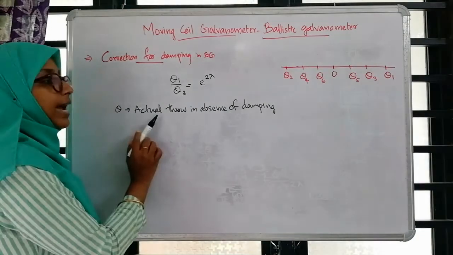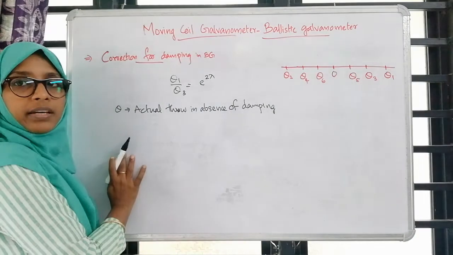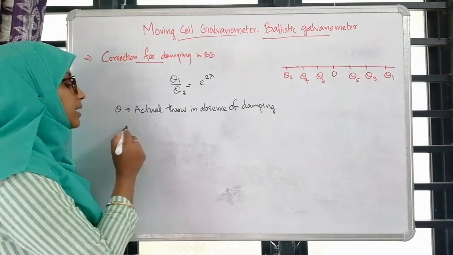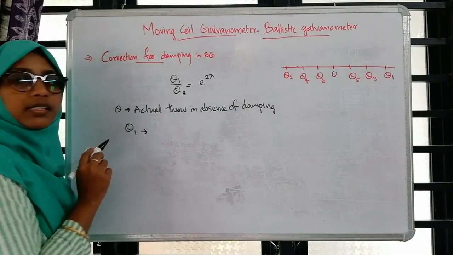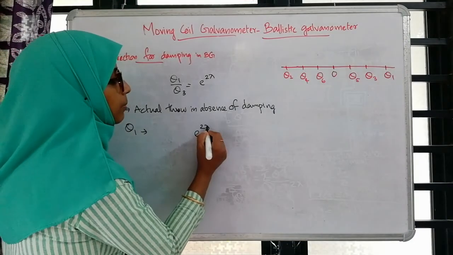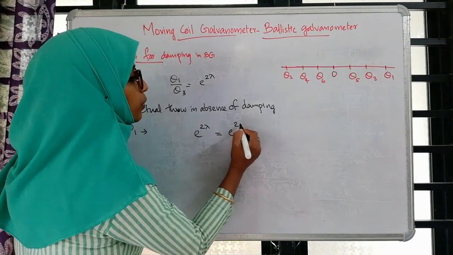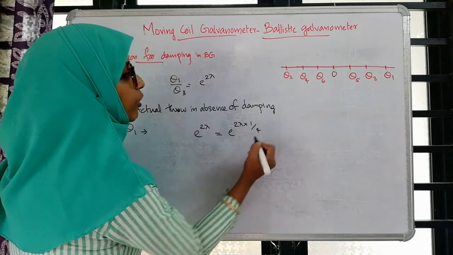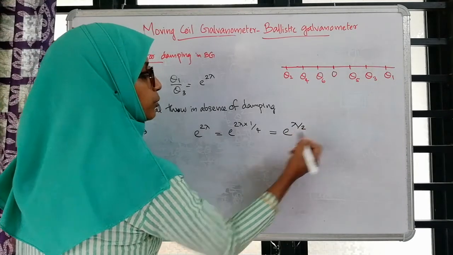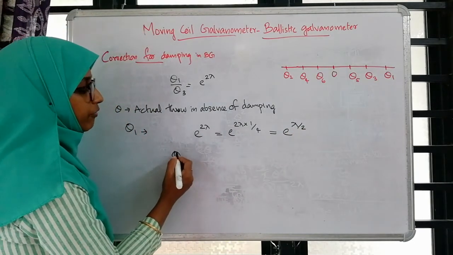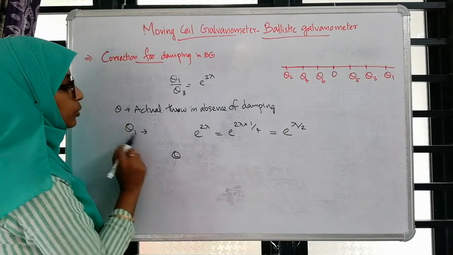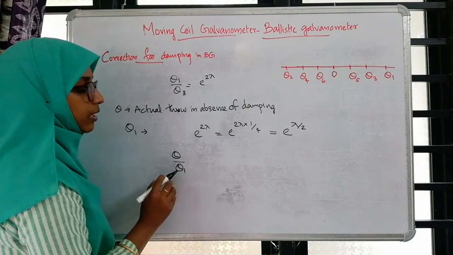Now, if theta is the actual throw, which is in the absence of damping, and theta 1 is the first quarter vibration completed, that is, theta 1 is observed after it completes the first quarter of the vibration. So, we can write this as e raised to 2 lambda into 1 by 4 to represent the first quarter of vibration, that's equal to e raised to lambda by 2. Which we can write as from the first throw to the throw in the absence of damping, that is the quarter vibration.